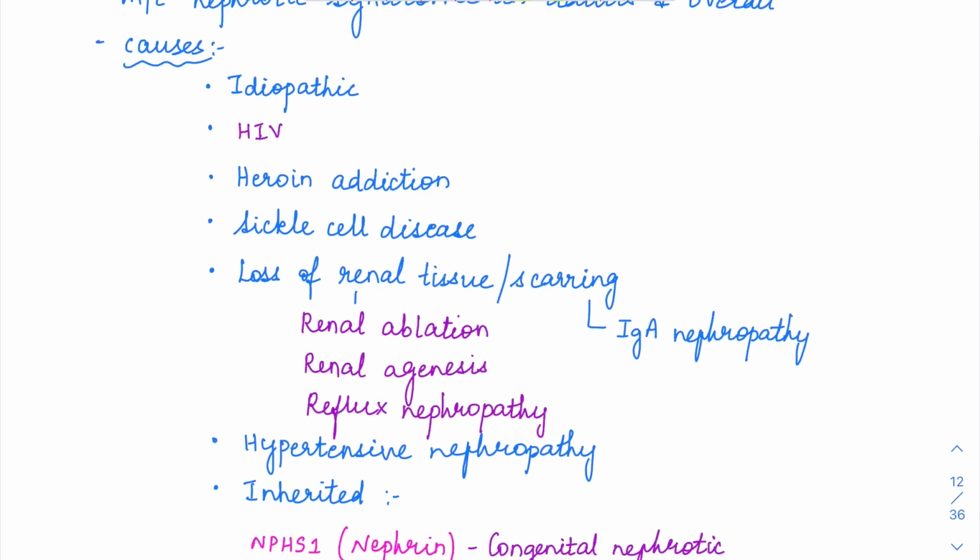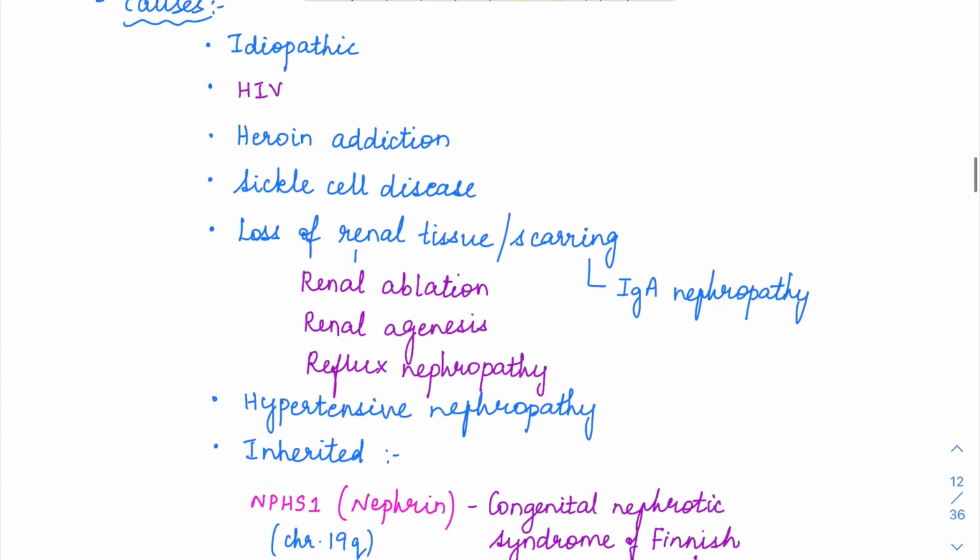Other than that, any kind of cause which leads to a decrease in the renal tissue will result in FSGS, because FSGS itself means sclerosis. Sclerosis means there is going to be shrinkage and fibrosis, so there is going to be loss of the renal tissue. So all of the causes which cause loss of renal tissue can trigger an FSGS kind of pattern.